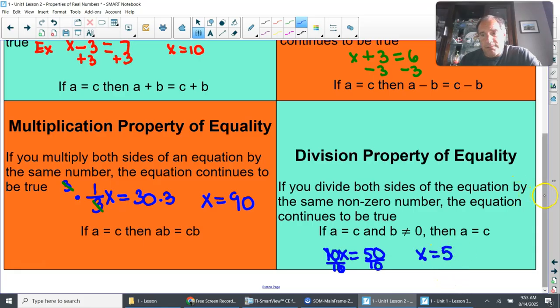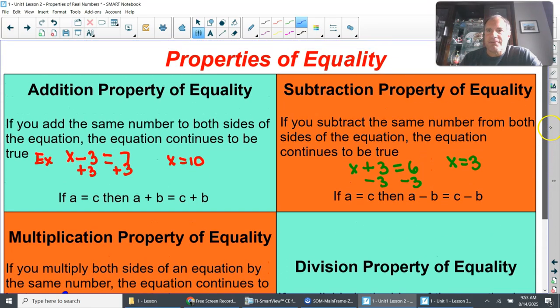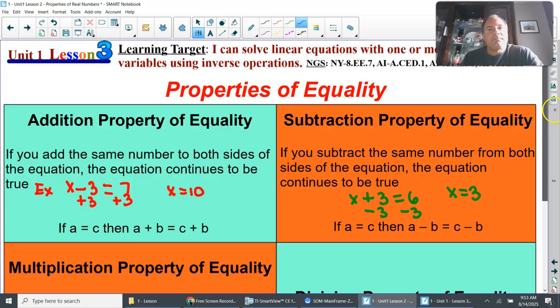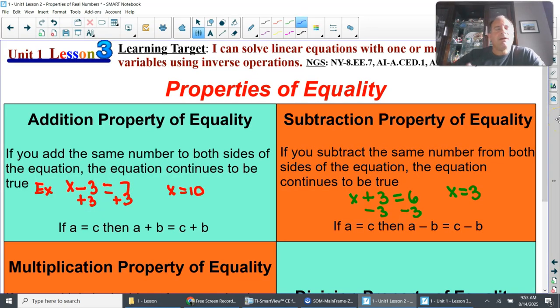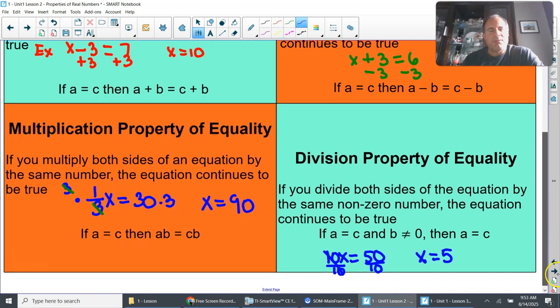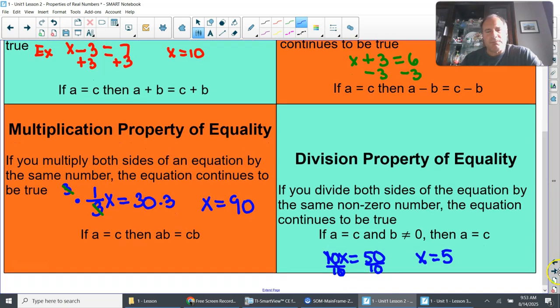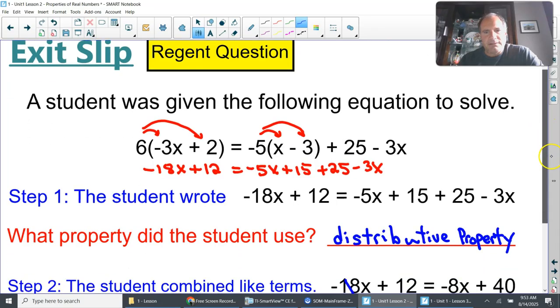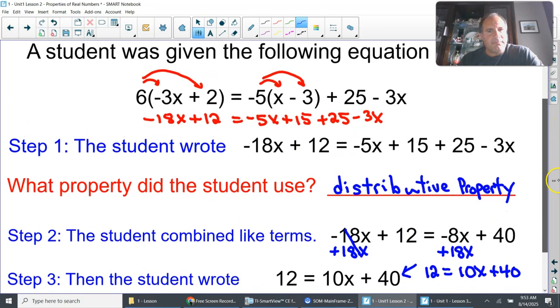So those are the properties that we really should have gone over before. Properties of equality. Addition property of equality is when you're adding on both sides. Subtraction property of equality when you're subtracting on both sides. Multiplication, multiplying on both sides. And division property is when you're dividing on both sides. So that is it. And that's where this exit slip is coming from, right?